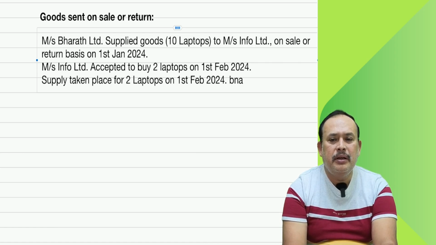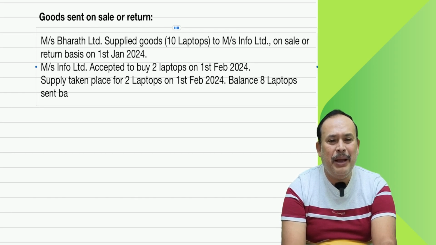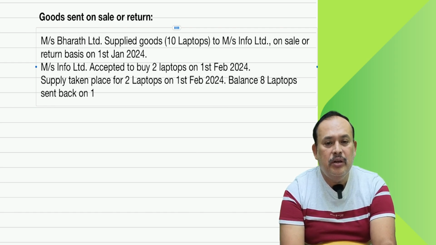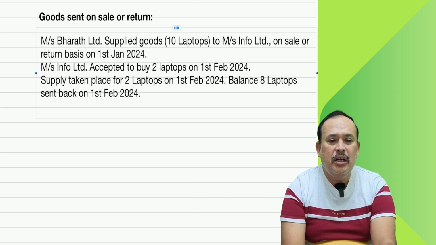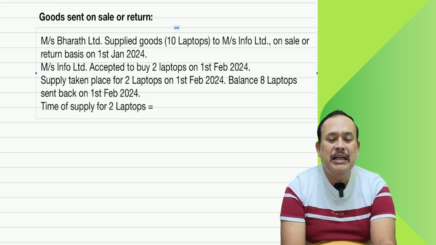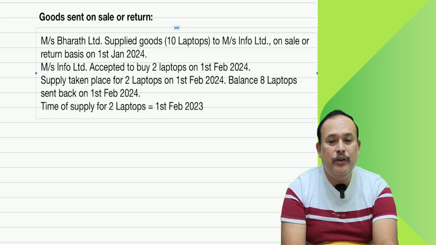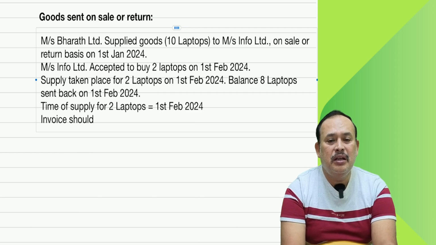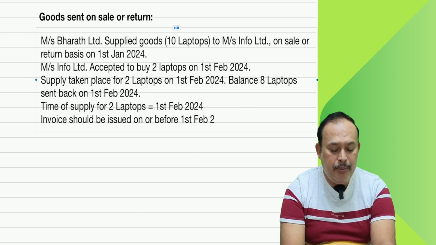Balance, here the balance is there, no? Balance 8 laptops sent back. So here time of supply for 2 laptops is equal to the date of acceptance. That means 1st of Feb 2024. That means invoice should be issued on or before 1st Feb 2024.